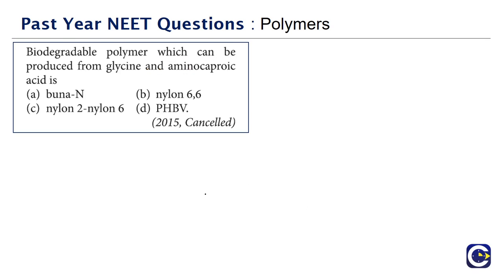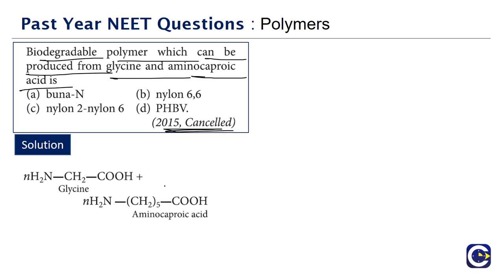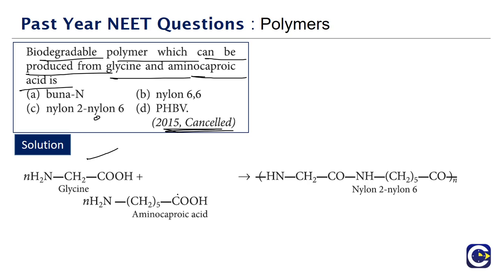Next we have another question based on the biodegradable polymers. This is a question that has come in the 2015 cancelled paper. The biodegradable polymer which can be produced from glycine and amino caproic acid. Already we have seen this, right? What is it? Nylon 2, nylon 6. So the monomers for nylon 2, nylon 6 are what? Glycine and amino caproic acid.